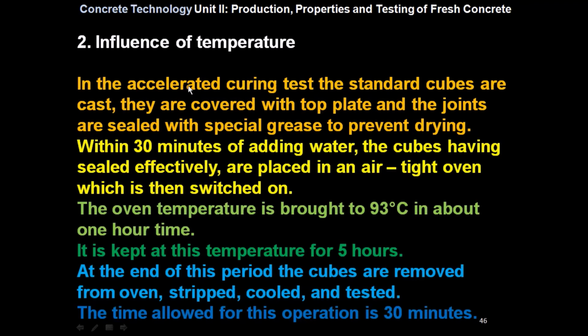In the accelerated curing test, the standard cubes are cast. They are covered with top plate and the joints are sealed with special grease to prevent drying. Within 30 minutes of adding water, the cubes, having been sealed effectively, are placed in an airtight oven which is then switched on. The oven temperature is brought to 93 degrees Celsius in about 1 hour. It is kept at this temperature for 5 hours. At the end of this period, the cubes are removed from the oven, stripped, cooled and tested. The time allowed for this operation is 30 minutes only.